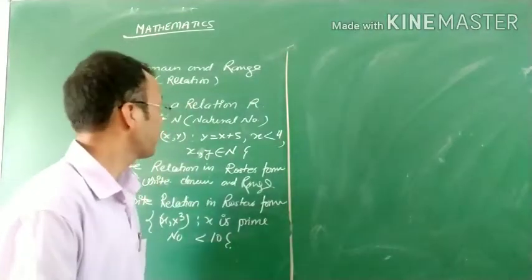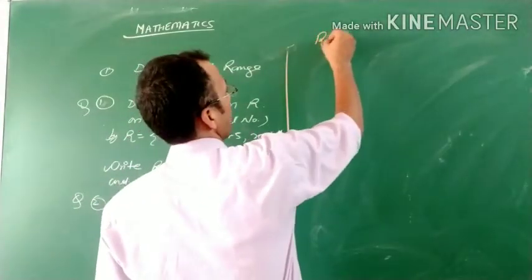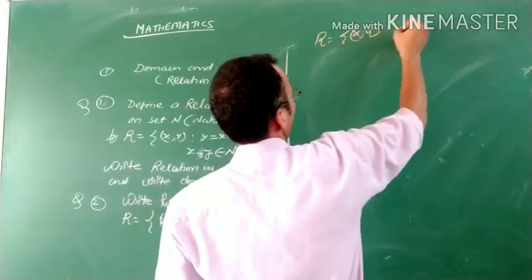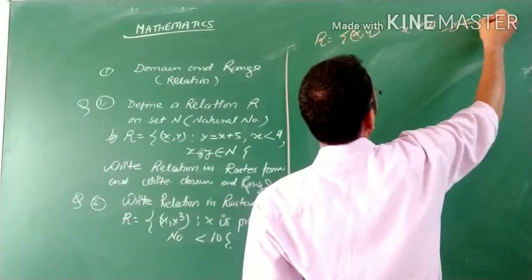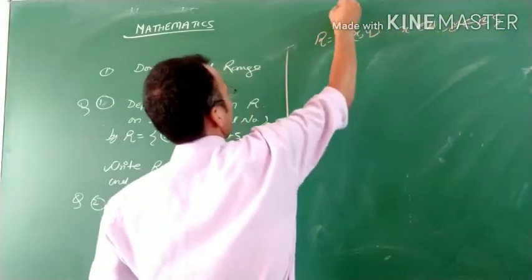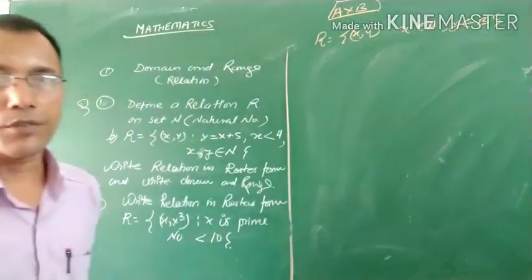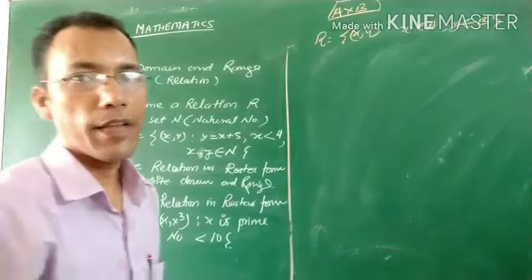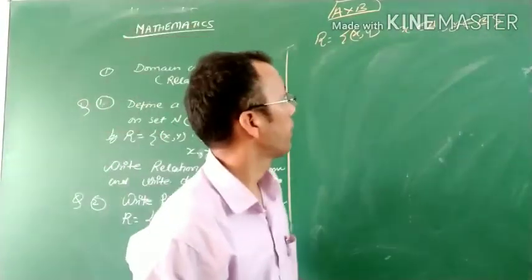Now, we have discussed the relation R equal to the set of x comma y such that x is an element of set A and y is an element of set B, and this is a subset of A cross B. We have discussed the relation from A to B. We will call it the relation from A to B, that is a subset of A cross B. Here, what is the domain?